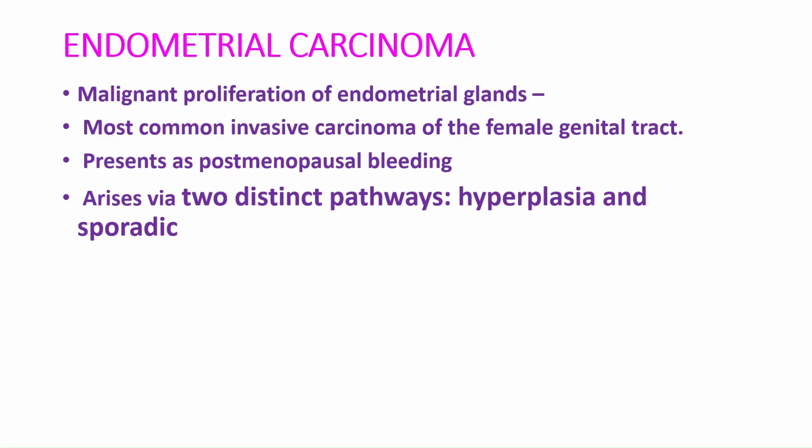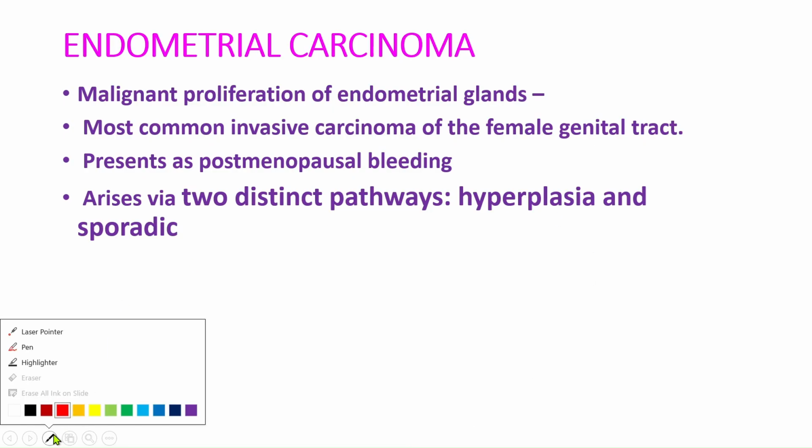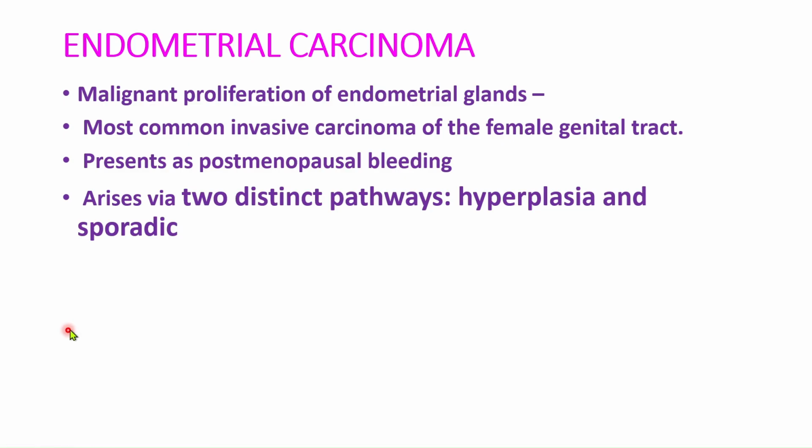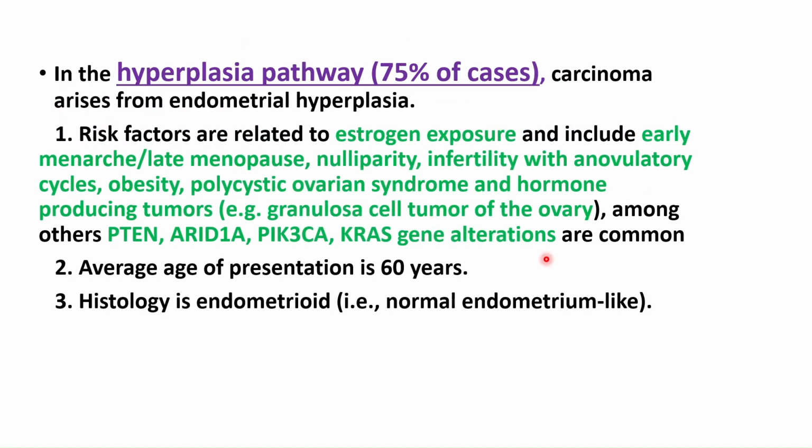So what is endometrial carcinoma? It is malignant proliferation of endometrial glands, the most common invasive carcinoma of the female genital tract. It presents as postmenopausal bleeding, and it has two distinct pathways. One is the hyperplastic pathway and the second is the sporadic pathway. The hyperplastic pathway is most common, and it arises from endometrial hyperplasia and is related to estrogen exposure.